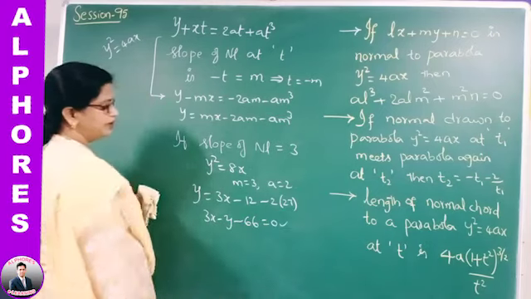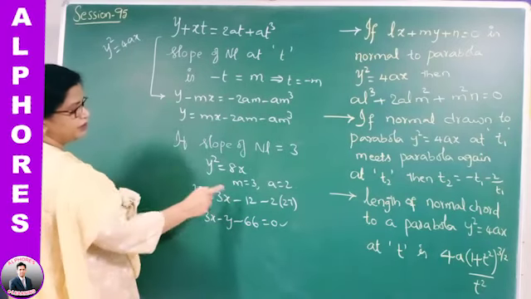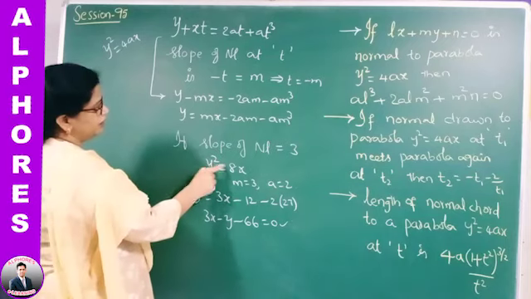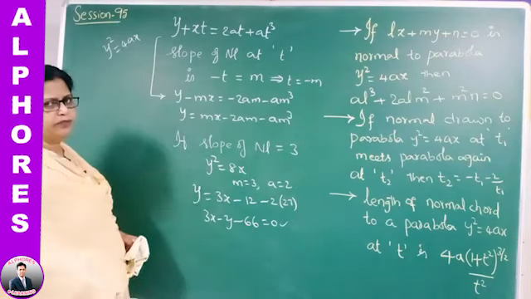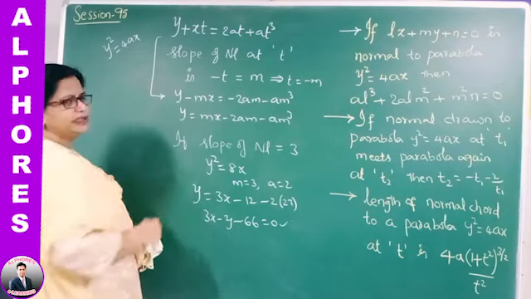So clearly students, this is the equation of normal drawn to this parabola y square equal to 8x whose slope is given as 3. So directly you can substitute in this formula.